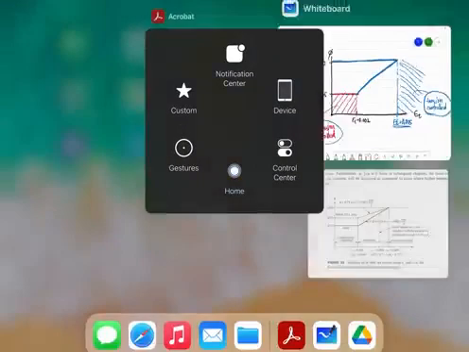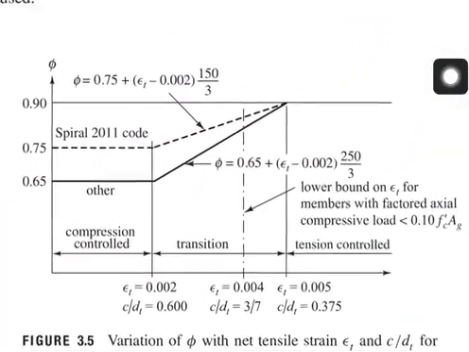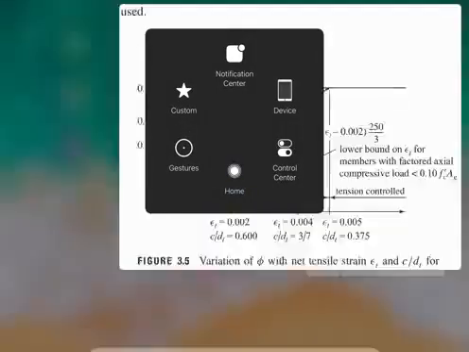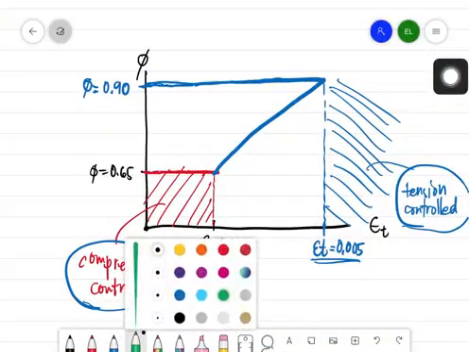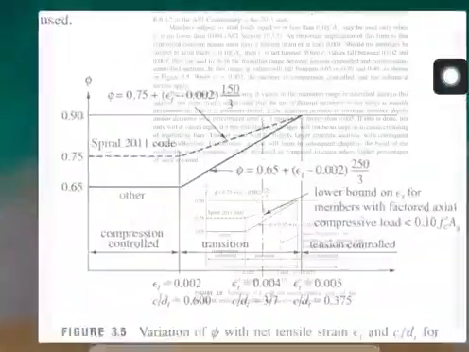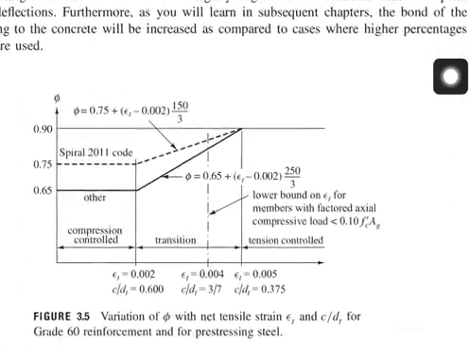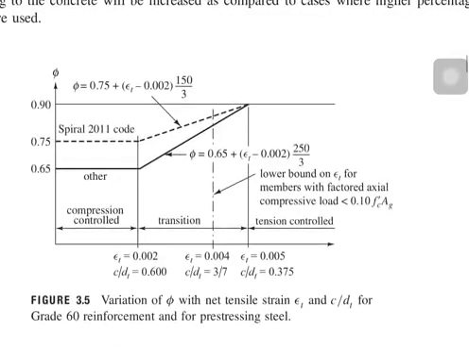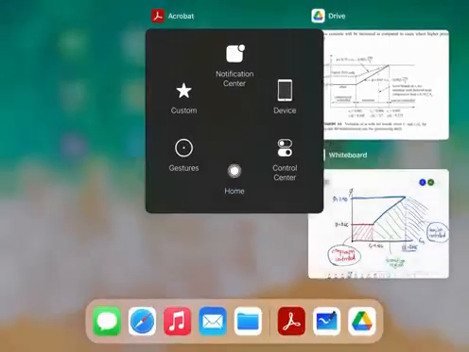The only thing that we need to consider is the transition region, that is in between compression and tension controlled. So this one here is the transition region. Then we have a formula for phi, which is 0.65 plus (epsilon t minus 0.002) times 250 over 3, for that transition region.